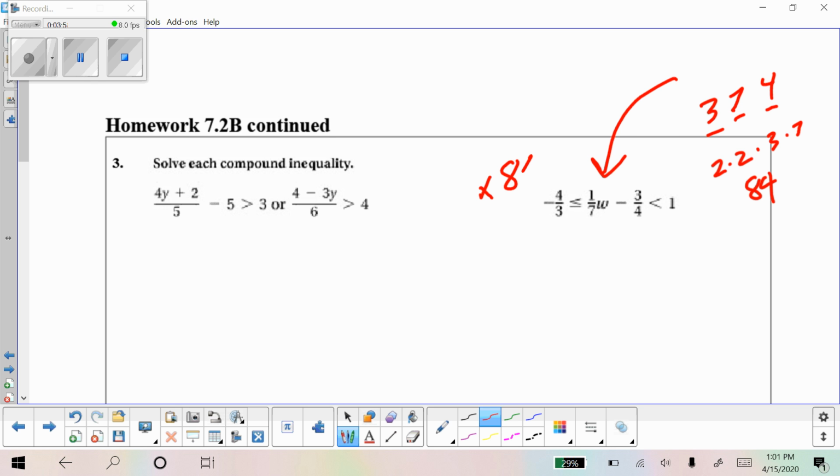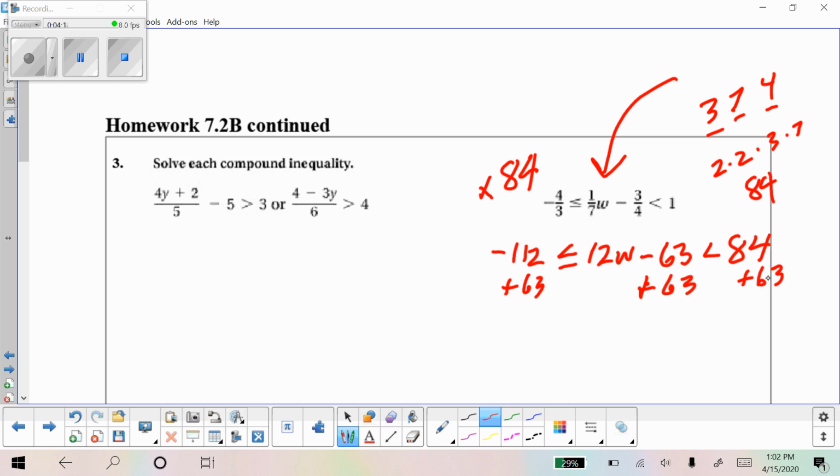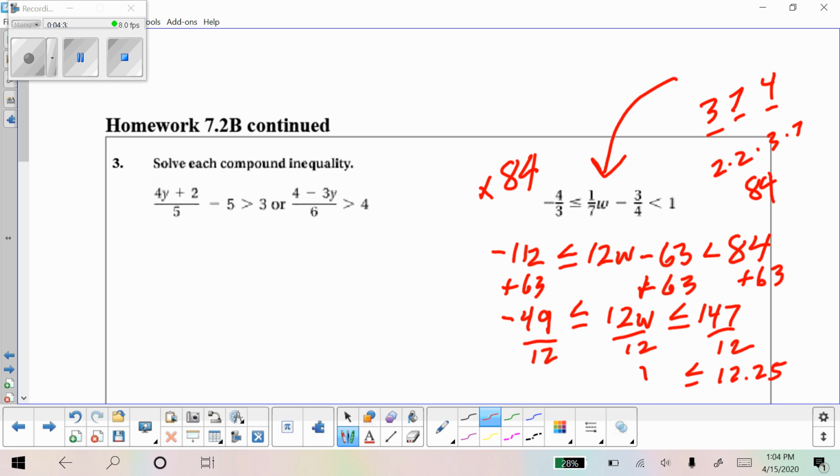When I take -4/3 times 84, I get that when I multiply everything by 84. Now we're going to just add 63. And then I'm going to divide everything by 12. And that gives me 12.25 W and -4.25. All right.